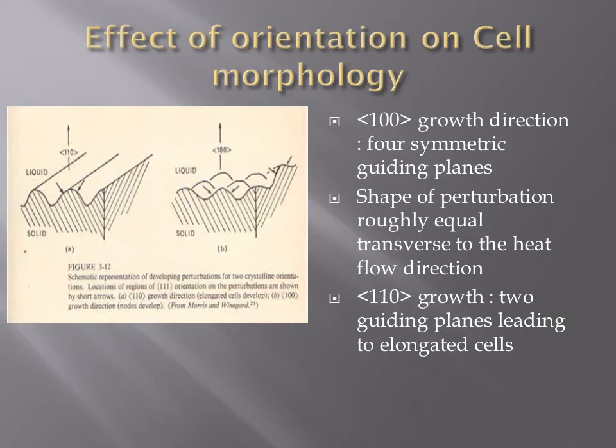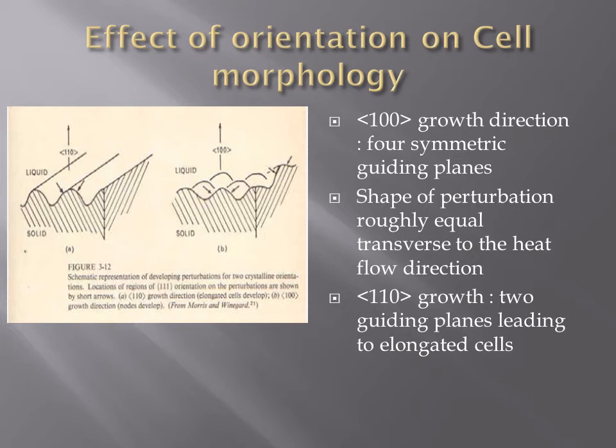Till now, whatever we saw was planar growth and a little bit of cellular growth. Planar growth, as we saw, occurs for high G_L by R values. And now we will see how cellular and dendritic growth occur.